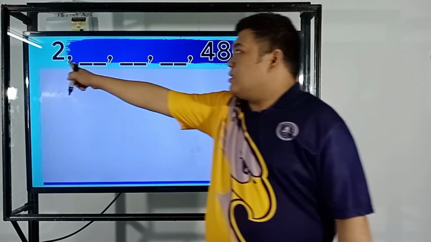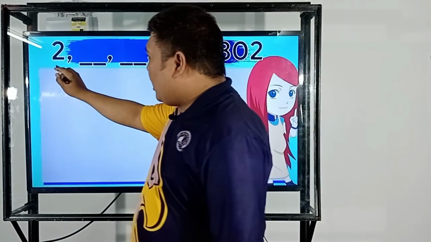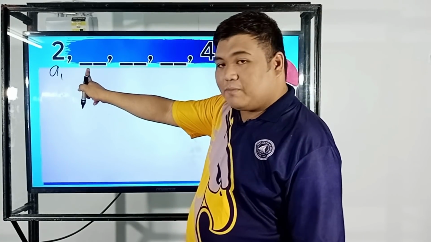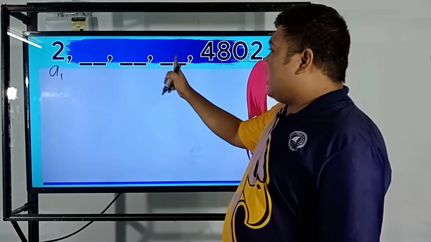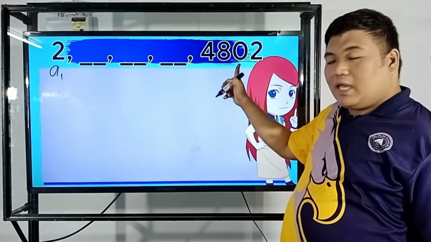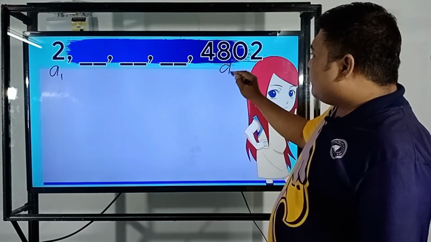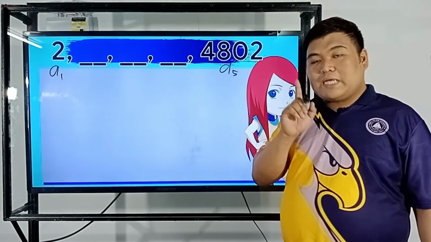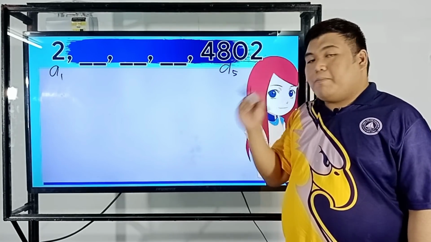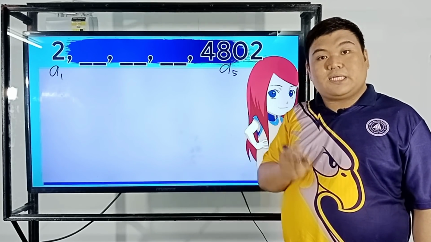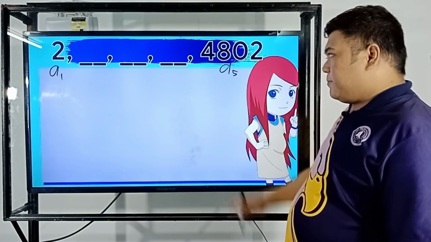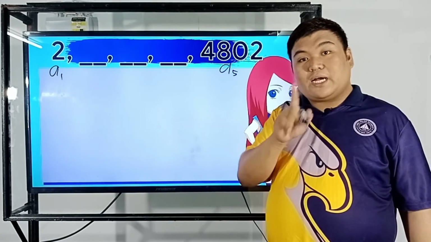Mabalikan natin. Si 2, this will be a sub 1. Tama? Yung isa, a sub 2, yung nawawala. A sub 3, a sub 4. Si 4,802 will be a sub 5, or the 5th term. Now, sabi ko nga kanina, kay geometric means, ang hahanapin is the common ratio. So, doon na lang tayo sa shortcut para mas madali. Katulad ng ginagawa natin sa arithmetic means, lista muna natin yung mga terms.